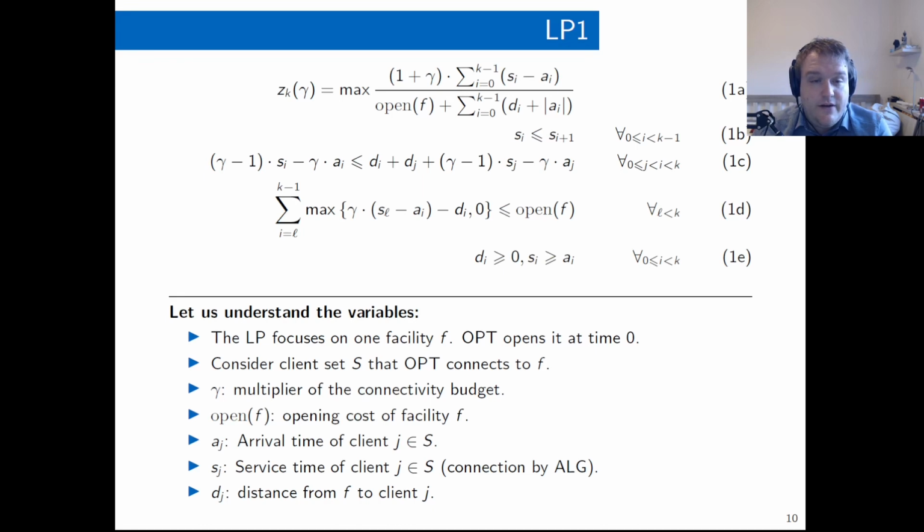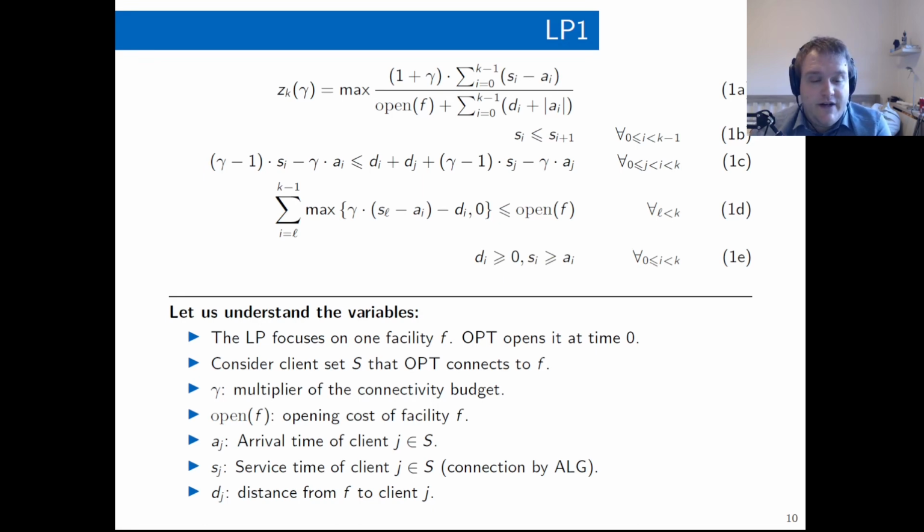So we have clients that need to arrive at some points. When a client j arrives, this is the arrival time, this is where it appeared. And we also have the service time, meaning they grow their budgets, and at some point ALG connects them somewhere, right? So this is the service time when ALG decides to connect them somehow. And of course, there's also the distance, right? But we don't have distance between two points. At this point, we only focus on facility F. So we have d_j, the distance from F to client j.